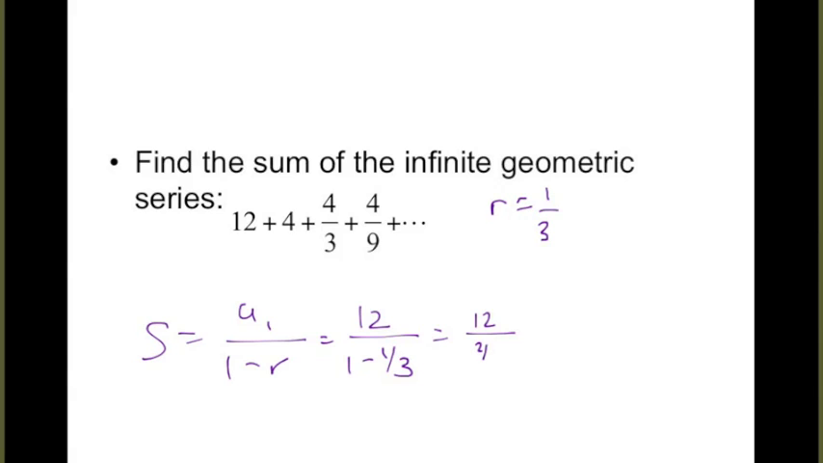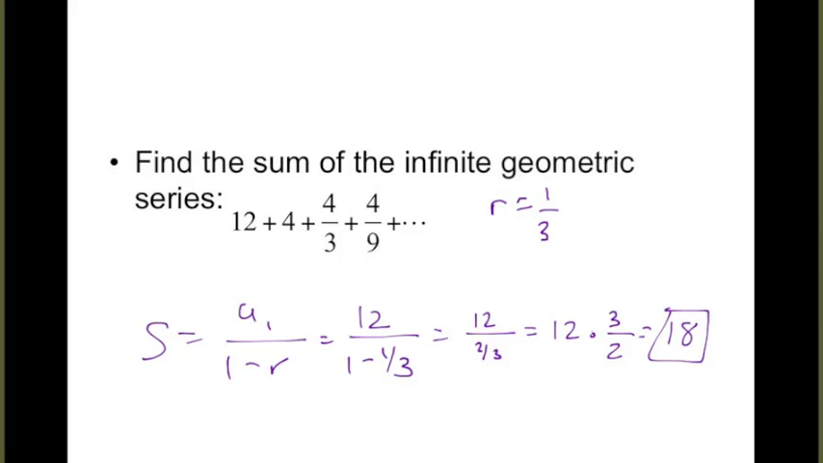1 minus 1/3 is 2/3. And we divide by a fraction by multiplying by the reciprocal. And that gives us 18. So that means if I add these up forever and ever, it's just going to keep on getting closer and closer to being 18. And we can see we're already getting pretty close after just a few terms.